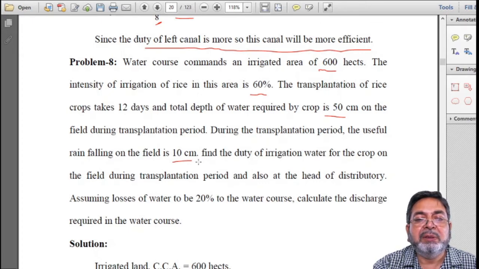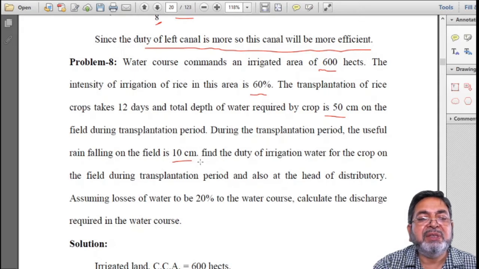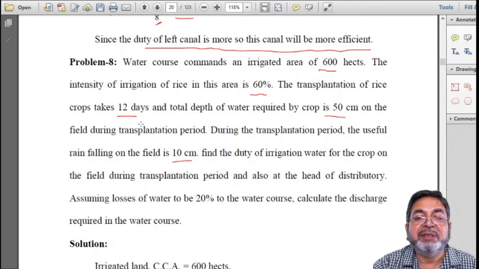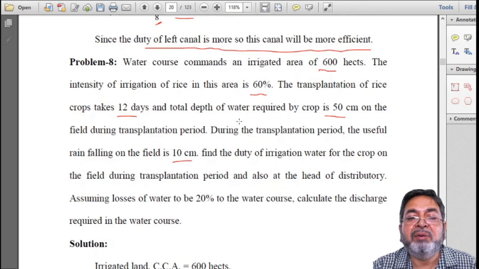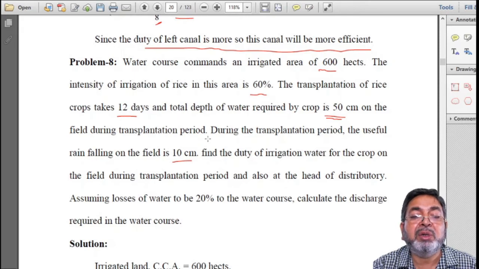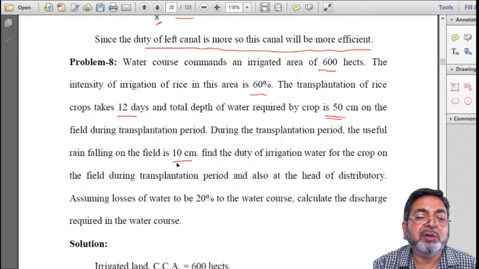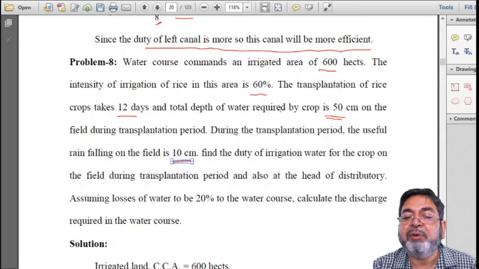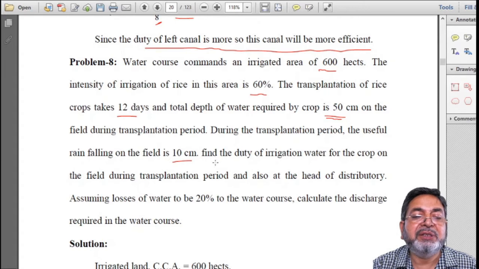So this problem is dealing with the transplantation period. The transplantation period they have given as 12 days. So the base period here will be 12 days, and the water required by the crop is 50 centimeter, means this is delta, this is the total water depth required. But during this period rainfall is also taking place, and that is 10 centimeter. 10 centimeter rainfall took place during this transplantation period.